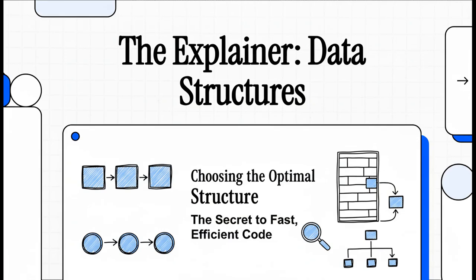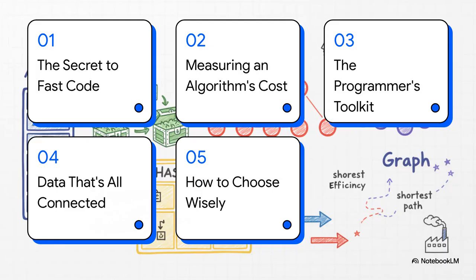You ever wonder what the real secret is to writing truly fast, efficient code? Well, today we're pulling back the curtain on how the world's best software gets its incredible speed. And spoiler alert, it isn't magic. It's all about choosing the right data structure. So let's dive in. Here's what we've got on tap for this explainer.